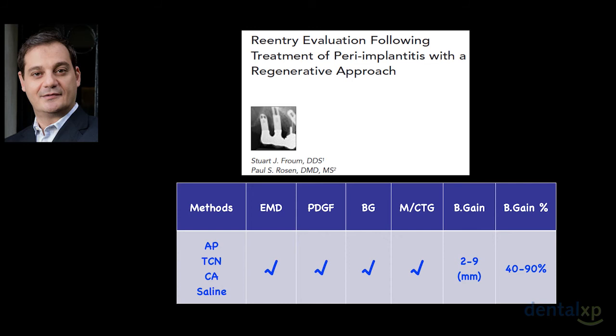And so the bone gain was 2 to 9 millimeters assessed on re-evaluation, and they had 40 to 90% of bone gain, which is very substantial. So again, the regenerative therapy right now is gaining a lot of presence. So that means you need to open and you have to decontaminate the surface and you have to graft.